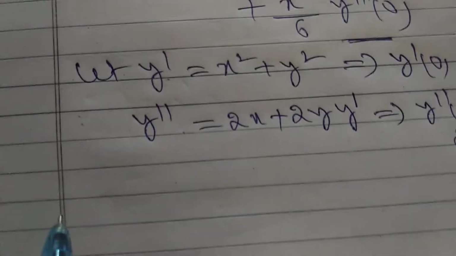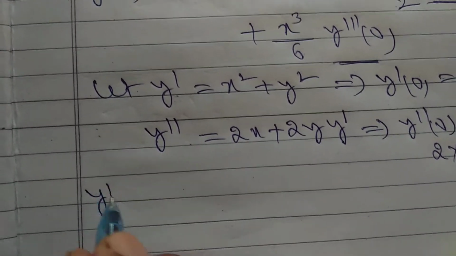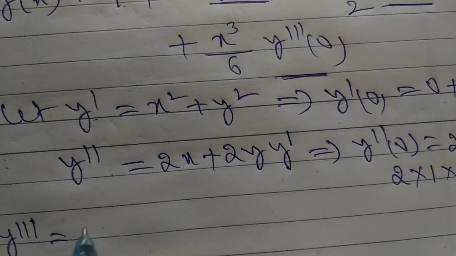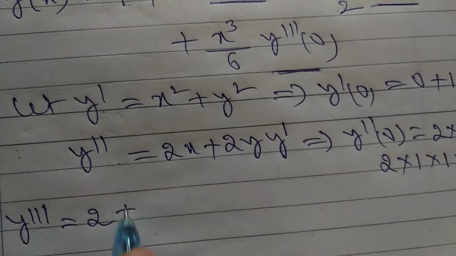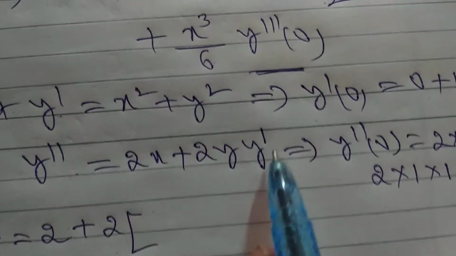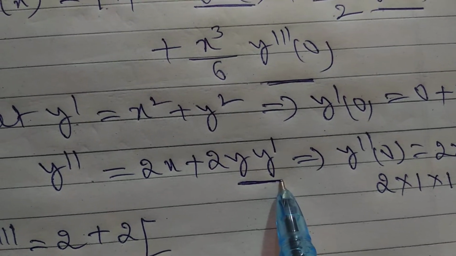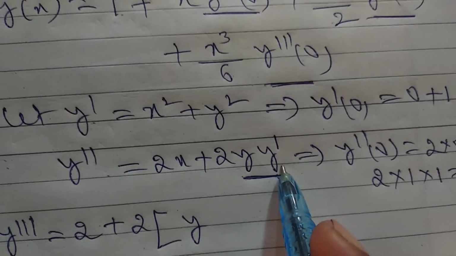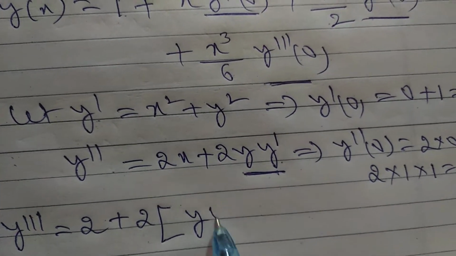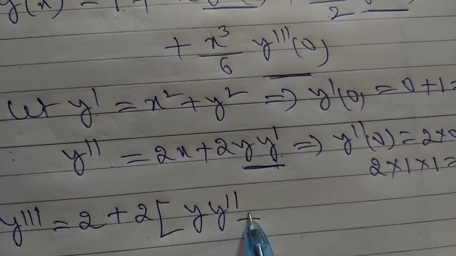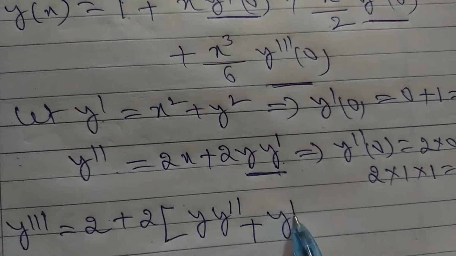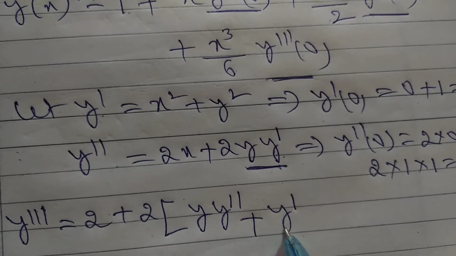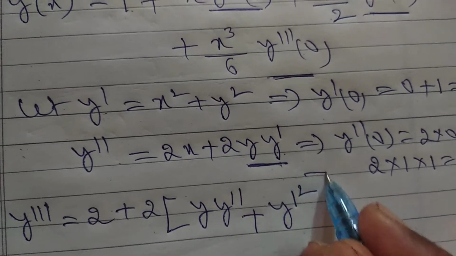Next, similarly, we want y triple dash. So you have to differentiate once again. So 2x becomes 2, x becomes 1, so 2 you have to write outside. Now here y into y dash is present, so you have to apply the product rule. First function y into the differentiation of the second function, y dash, becomes y double dash, plus second function y dash into the differentiation of the first function, y dash. So already one y dash is there, one more y dash, that becomes y dash square.